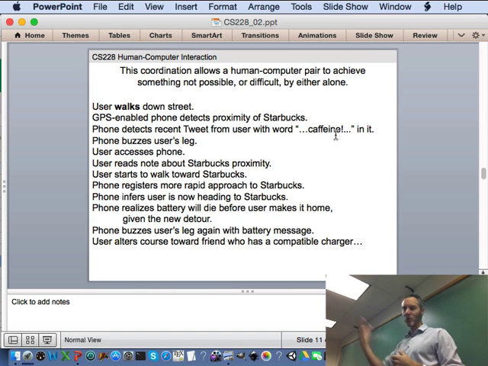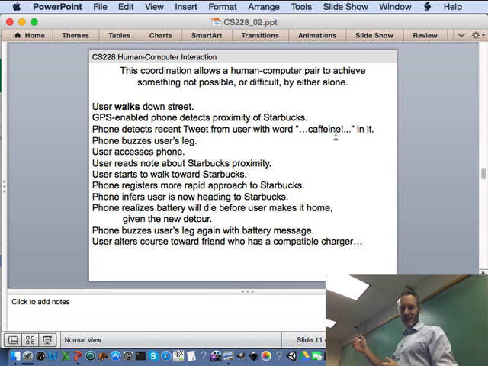So as I move down the street, my GPS-enabled phone detects that there's a Starbucks coming up, and it also detects that I sent a tweet a couple minutes ago that had the word caffeine in it, and my app infers that perhaps I'd like a cup of coffee. So it buzzes my leg. I access the phone. It says there's a Starbucks nearby. Without me entering anything to the app, I change direction, and my GPS-enabled phone sees that I'm now moving towards the Starbucks and infers that I'm going to get a cup of coffee.